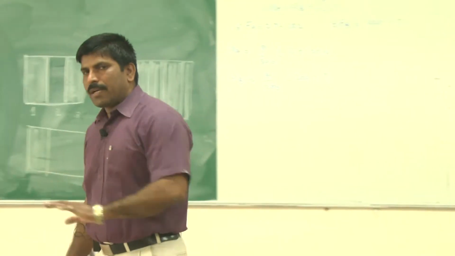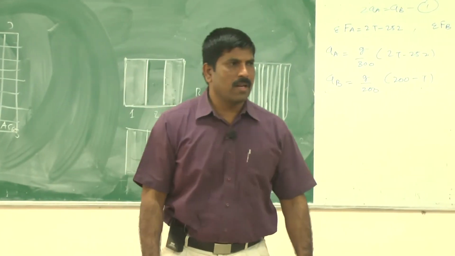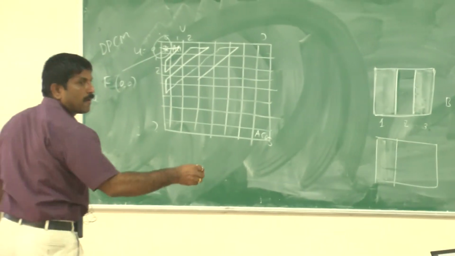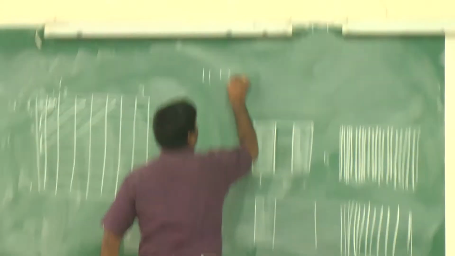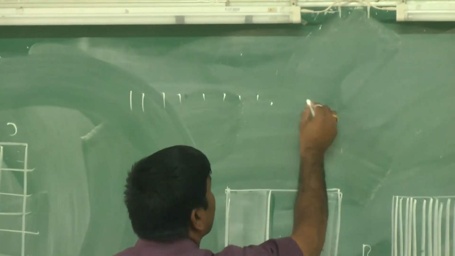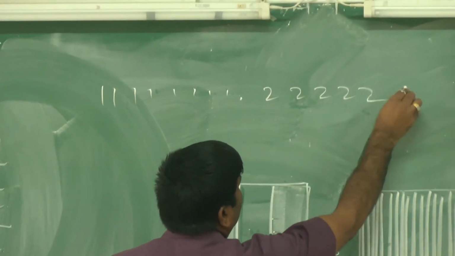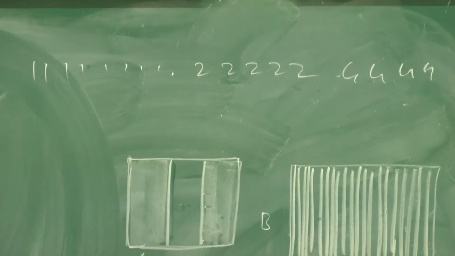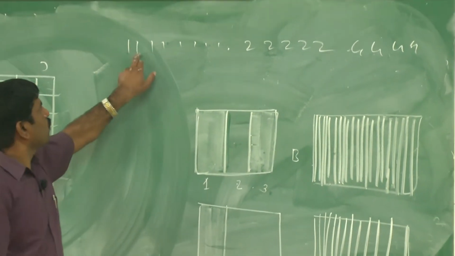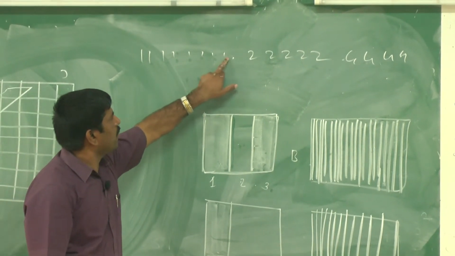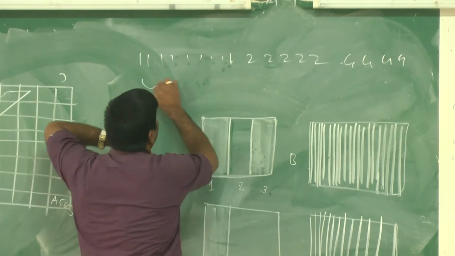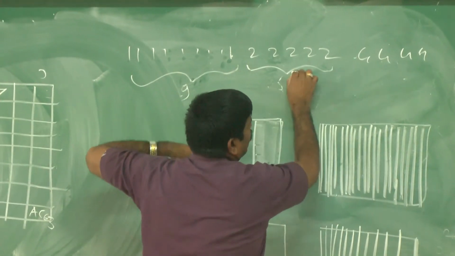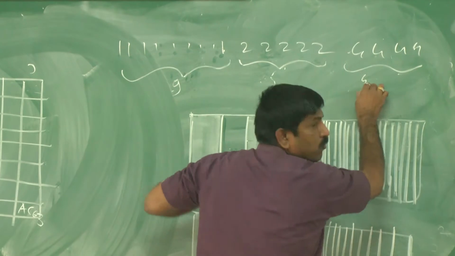Okay, first thing is how run length encoding is done. For example, I have data like 1 1 1 1 1 1 1 1 1, 2 2 2 2 2, and then 4 4 4 4. What is the length of this original data? 1 2 3 4 5 6 7 8 9. So there are 9 ones, then 5 twos and 4 fours.